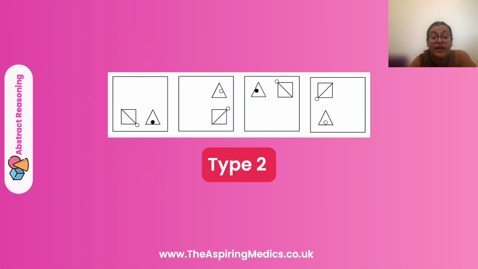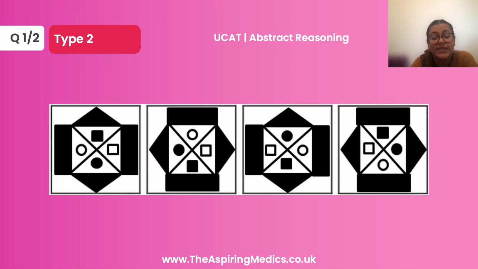Moving on to our type 2 question. So this is when you have to complete the series. So this is our question. Again, pause the video if you need to and try to figure out the answer to this question. So at first glance, I can see that the shape has been rotated clockwise in some ways, but I don't know what the specifics of that are.